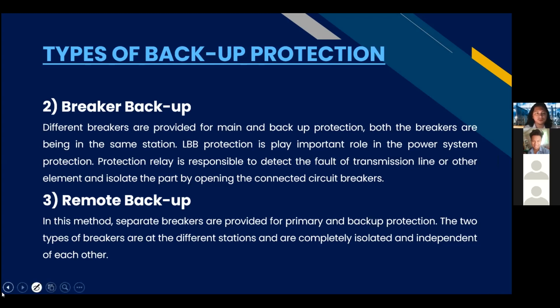The next type of backup protection is the remote backup. In this method, separate breakers are provided for primary and backup protection. The two types of breakers are at different stations and are completely isolated and independent of each other. This is the opposite of a breaker backup, where primary and backup protection are at different stations, which means they are independent of each other. If a trip or fault occurs at the primary, it can work on its own to solve where the problem starts. Same with its backup protection.